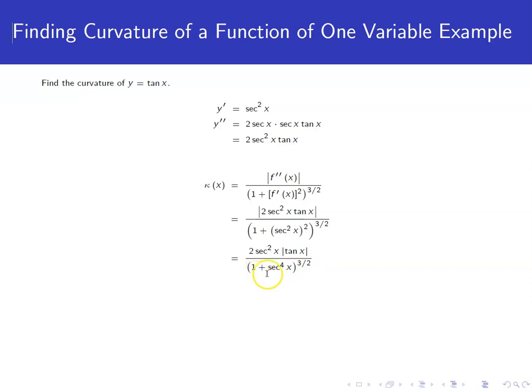The denominator is going to be 1 plus secant to the 4th x to the 3/2, and that's about as good as we can get for simplifying this without going through a bunch of other trig identities potentially, which really isn't going to make it any nicer than what we have here.